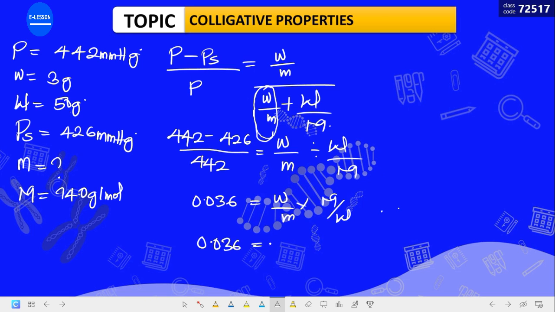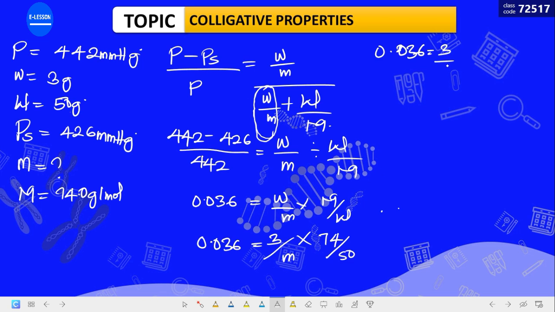0.036 would be equal to, where's your W? Small letter w, 3, divided by M times big letter M is what? 74. Big letter W is 50. 74 divided by 50 gives 1.48.